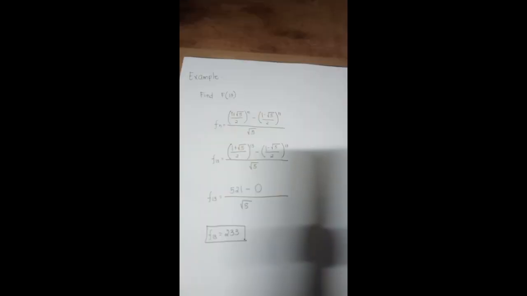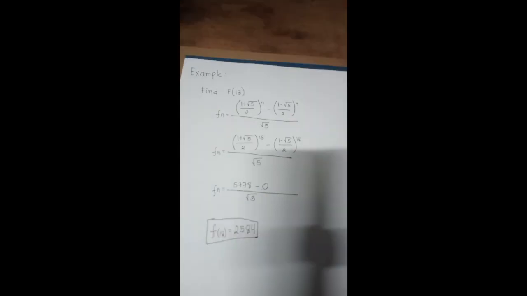Let's have some examples for you to understand more the Fibonacci sequence. Example 1. Find F13. To find the F13, we will use this formula. Then the next step is substitute the value of n, which is 13 because we want to find the 13th term. So it goes like this. Then the next step is we will find the answer in this part. So the equation is now 521 minus 0 divided by the square root of 5, and it is equal to 232.99, but we will round it off to get the exact value, which is 233. So the 13th term is equal to 233.